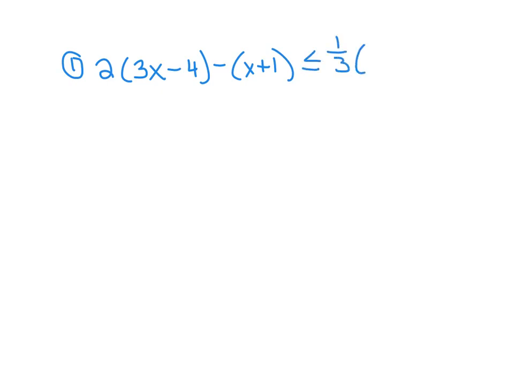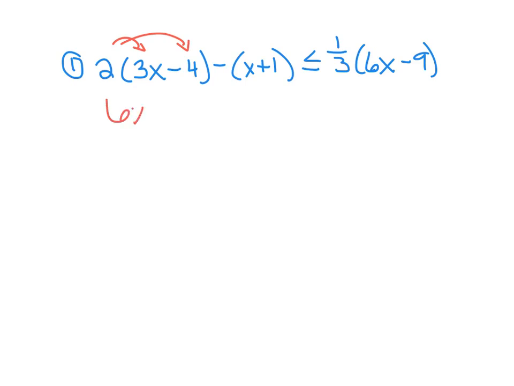All right, so let's start with example number 1. 2 times 3x minus 4 minus the quantity x plus 1 less than or equal to 1/3 times 6x minus 9. Now, at any time, if you think you can do this, I would hit pause on the video, work out the problem, and then check. Otherwise, if you need this step by step, then work it out while I work it out. All right, here we go.